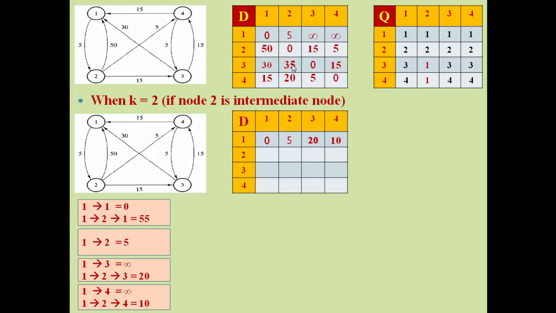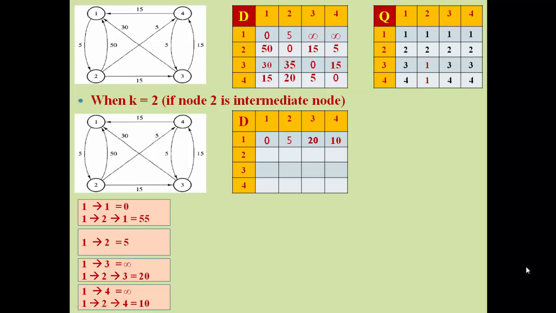When we compare both matrices, in our first row, third column, here is the sentinel symbol, but now here it is 20. Here 1 to 4 was the sentinel symbol, but now we can get 10 when we consider 2 as an intermediate node. Now let us fill our second row.